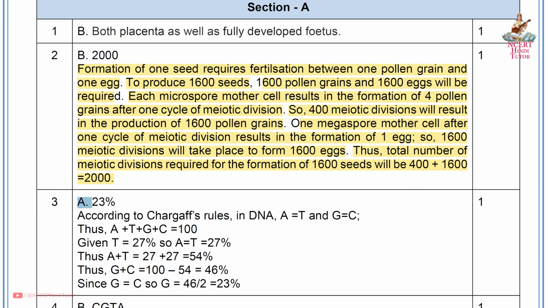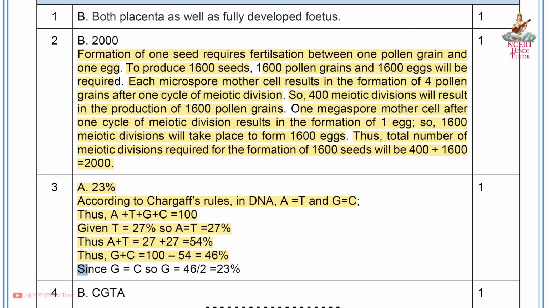Answer A, 23%. According to Chargaff's rules, in DNA A is equal to T and G is equal to C. Thus, A plus T plus G plus C is equal to 100. Given T is equal to 27%, so A is equal to T is equal to 27%. Thus, A plus T is equal to 27 plus 27 is equal to 54%. Thus, G plus C is equal to 100 minus 54 is equal to 46%. Since G is equal to C, G is equal to 46 divided by 2 is equal to 23%.